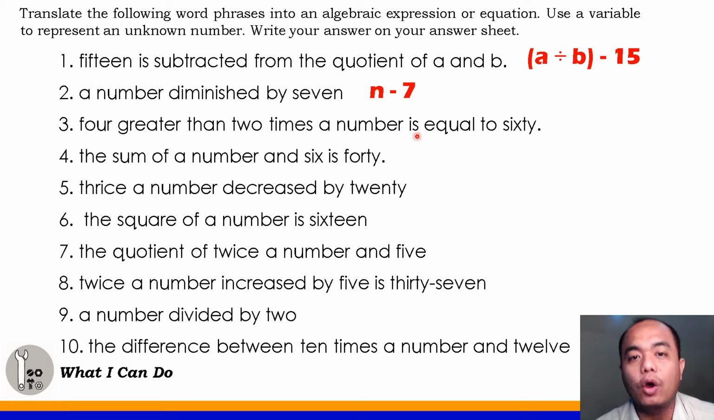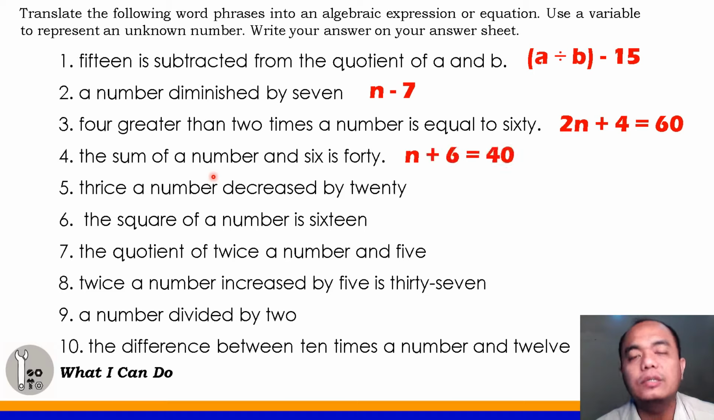What number or what variable are you going to use? So, how will you translate this into symbol? Yes, correct. This will represent this word phrase given here. This is an example of an equation. So, ang ginamit ko dito na variable is letter N. Next, number 4. The sum of a number and 6 is 40. Yes, magde-decide ka na naman kung anong letter ang gusto mong i-represent as variable.